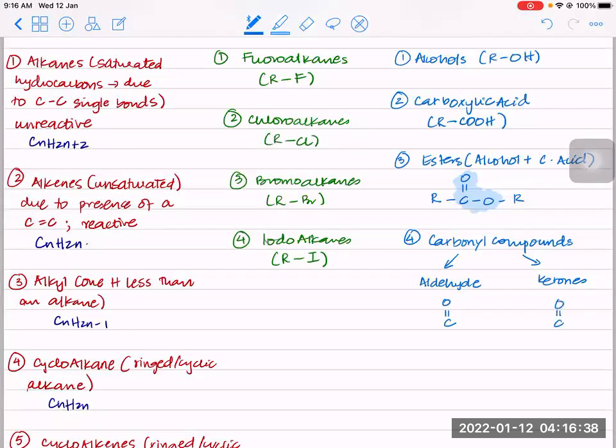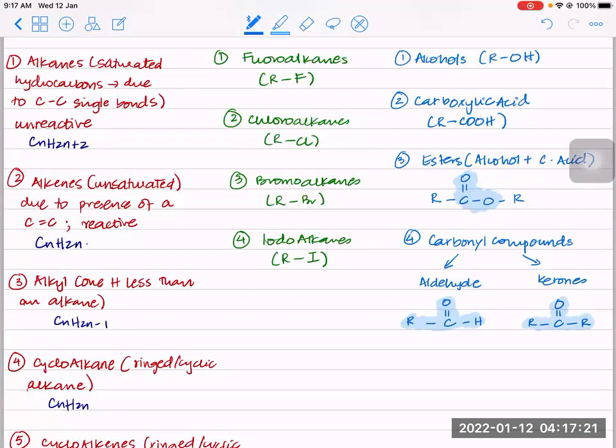Now, how do you differentiate between an aldehyde and a ketone? In an aldehyde, the carbonyl carbon has one neighboring R group and one neighboring H. So if the carbonyl carbon has H on one side and an R group on the other, we call that an aldehyde. And if it has an R group or carbon on both sides, then it is called a ketone. So if it has H and a carbon next to it, we call it an aldehyde. And if the carbonyl carbon has both carbons or R groups next to it, we call it a ketone.